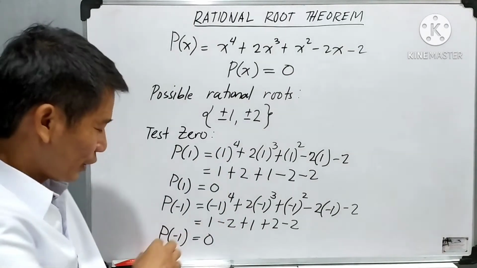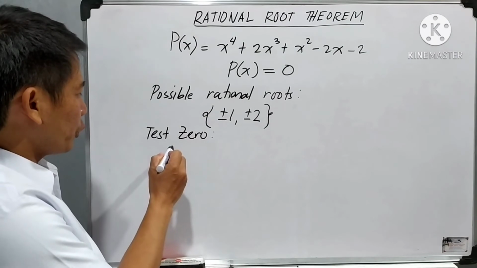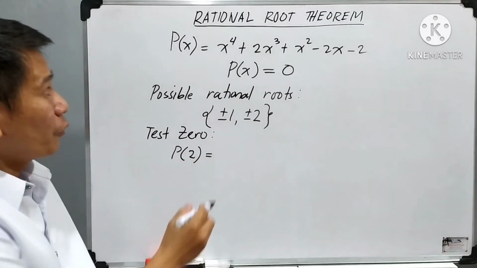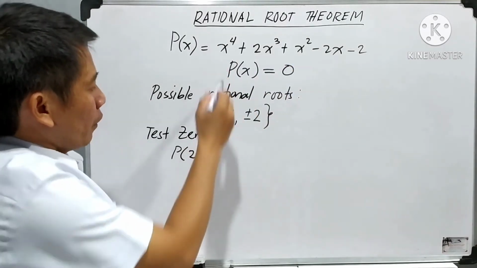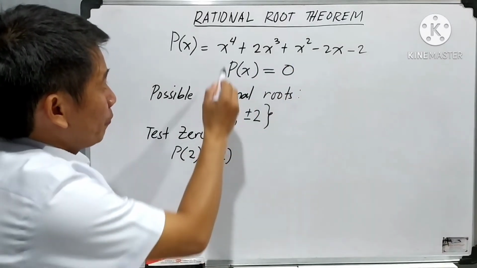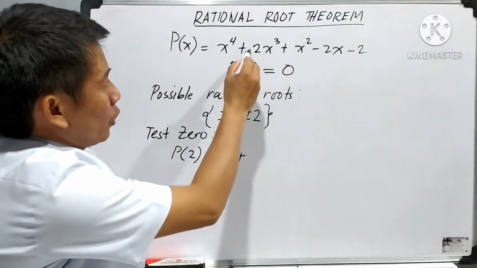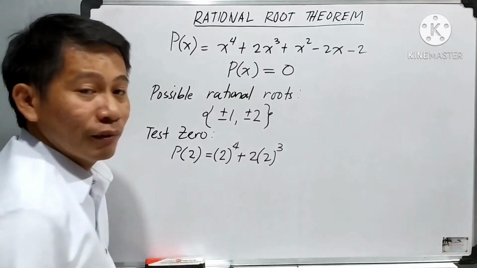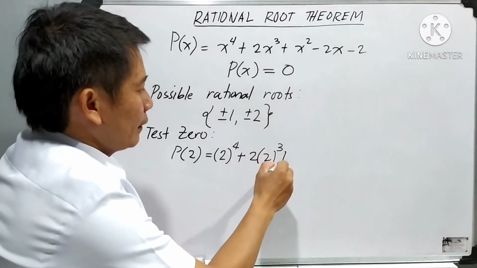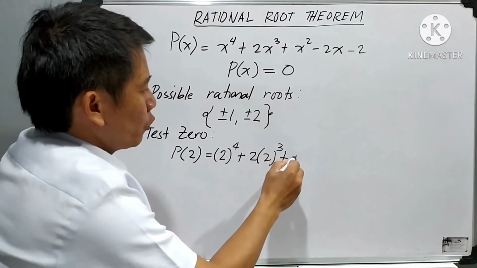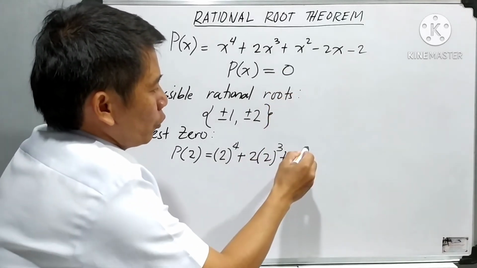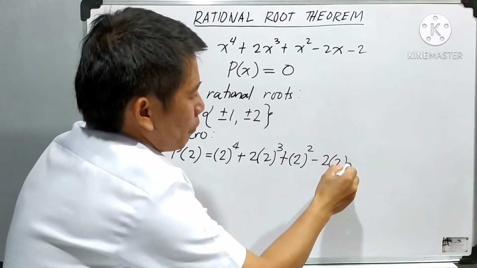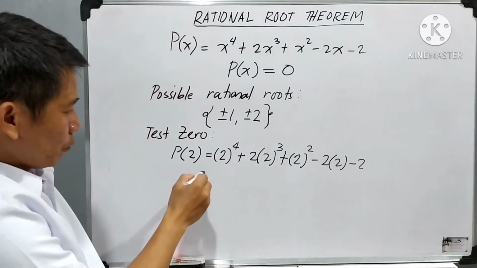So let us erase this first. Let's compute p of positive 2, or 2. So we will replace x with 2. So we have 2 raised to 4, plus 2 times 2 cubed, plus 2 raised to 2, minus 2 times 2, minus 2. Okay, let's compute.